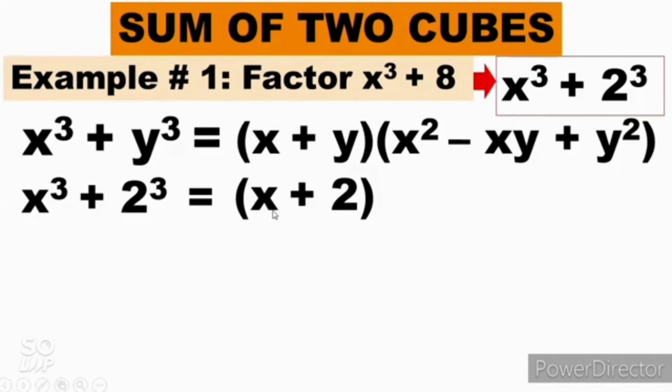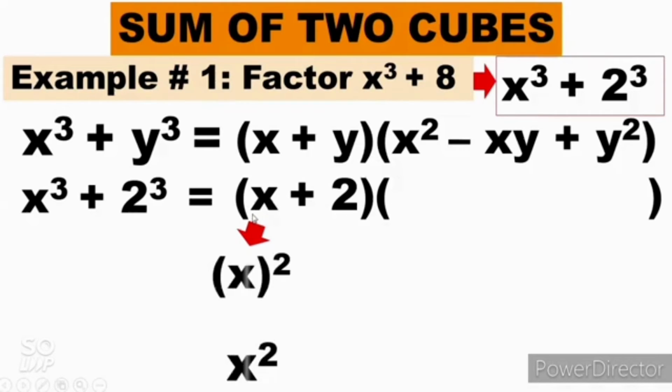So, ang gagawin lang natin, para makuha yung binomial factor, okay, kukunin lang natin yung cube root ng x cubed. Cube root ng x cubed ay x. Cube root ng 8 ay 2. Okay, para makuha naman yung trinomial factor, ang gagawin natin from the binomial factor, which is x plus 2, square lang natin yung first term ng binomial at saka yung second term ng binomial.